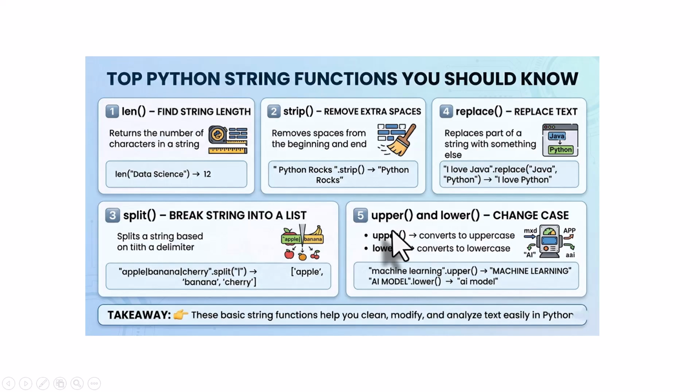And the next functions are upper and lower. The upper function converts the string to uppercase and the lower function converts the string to lowercase. For example, here by using the upper function, we are converting the string machine learning to uppercase, and here AI model has been converted to lowercase. So the takeaway is these basic string functions can help you clean, modify and analyze text easily in Python.